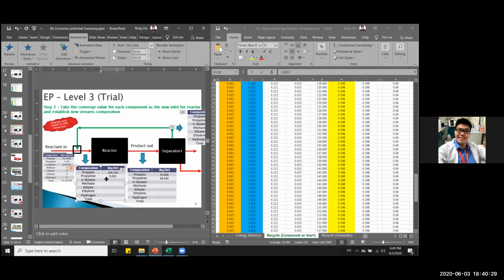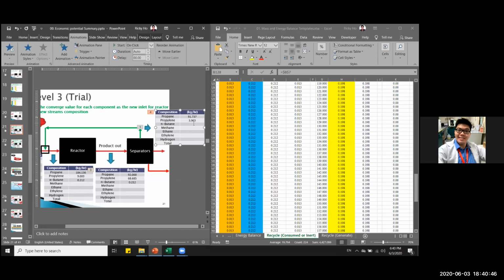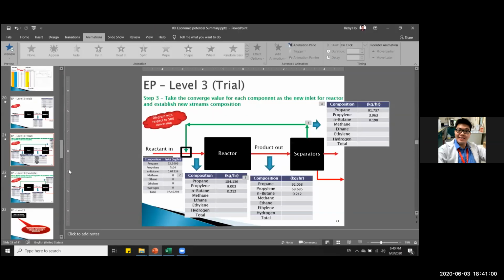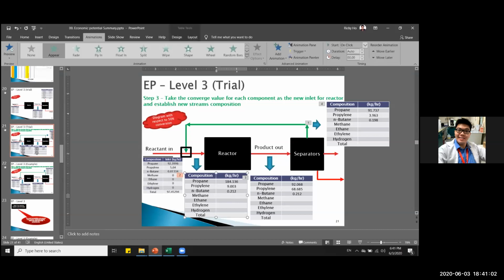So your butane, after mixing, would be 0.212. And then exiting the reactor is still the same, 0.212, because there is no reaction for butane. And the amount that is recycled is 0.198. With this, you're done for the butane, and you're done using the iteration Excel sheet. Now, we need to fill up the remaining column.